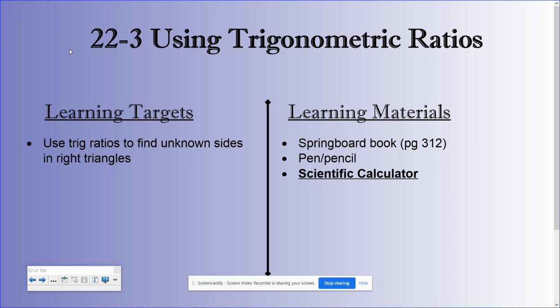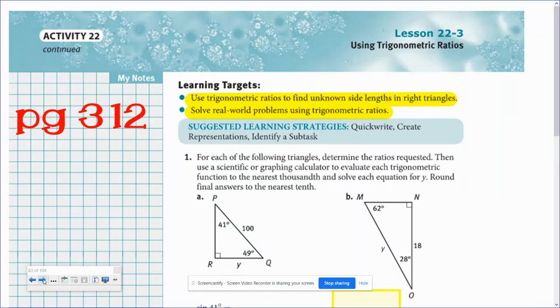Welcome back for lesson 22-3. Today we're going to be using trig ratios to find unknown sides in right triangles. So make sure you're open to page 312 in your book, and you must have a scientific calculator for today's lesson. Okay, so let's start by looking at these two triangles here.